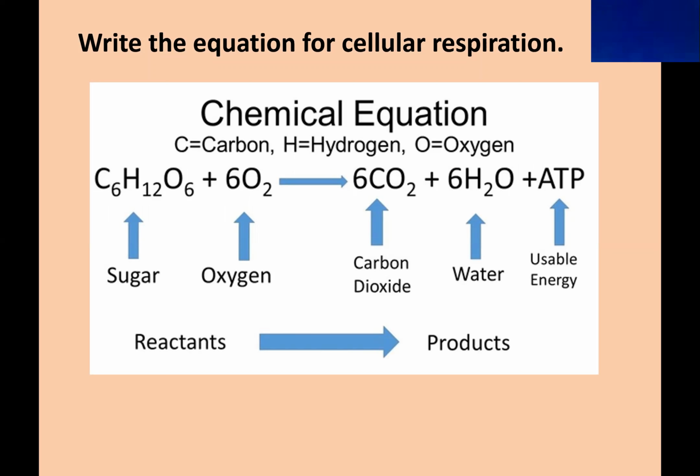So here's the chemical equation for cellular respiration. You need sugar, you need oxygen. This is aerobic respiration. And you're going to produce some byproducts, carbon dioxide and water. But the most important is you produce a lot of ATP that the cell can use for other chemical reactions.